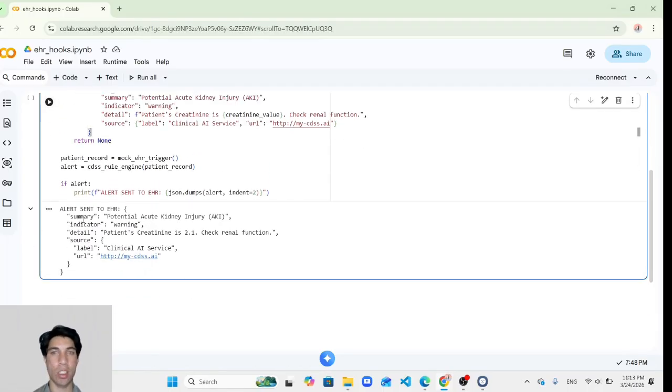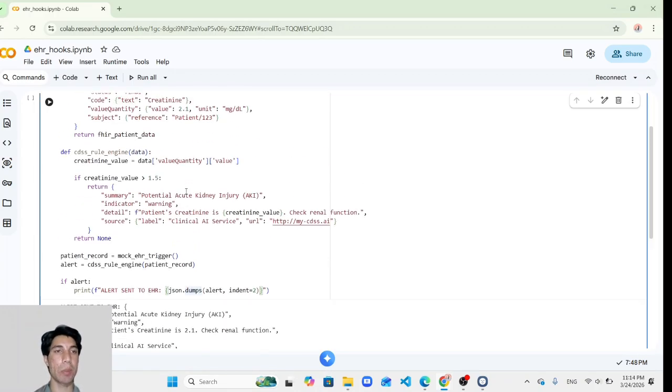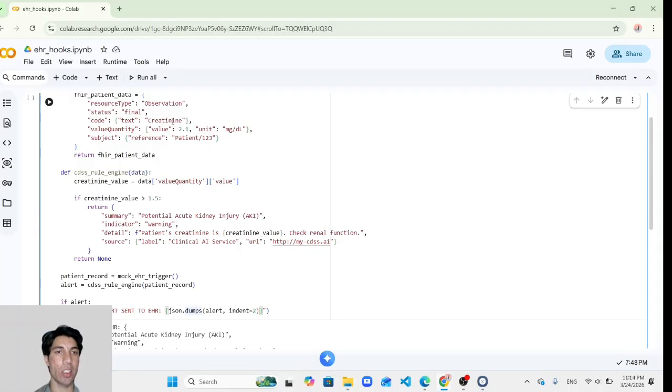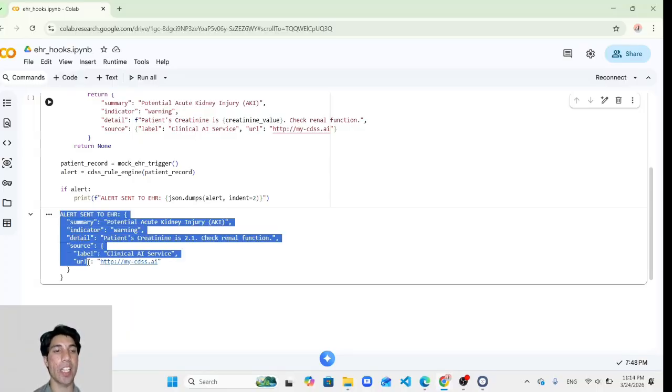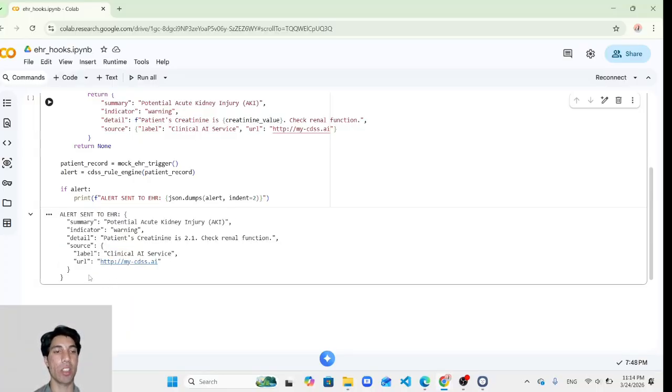So if we run this, we can see that the alert is sent to EHR, and this is our card. Based on this patient's data, the creatinine value is 2.1, and since the creatinine value is greater than 1.5, this is returned: potential acute kidney injury, the indicator is warning, and the patient's creatinine is 2.1. This is the explainability which we were talking about. So this is the kind of card that the clinician will get.